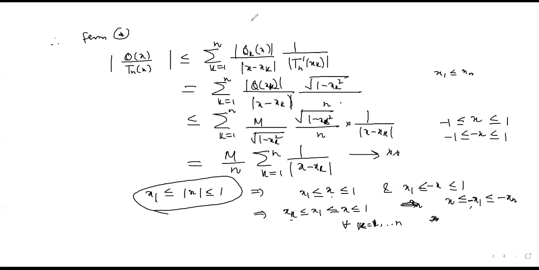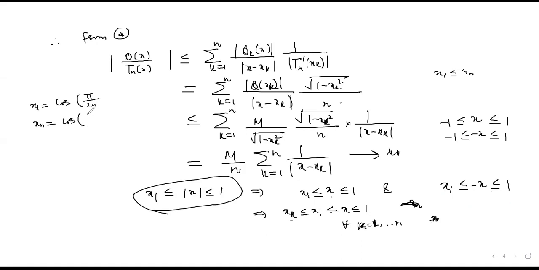Yes, one point that was important, for this I will have to go back and understand what to do here. Let me do it this way. See, I have got now x1 is less than equal to minus x. So the second case is less than equal to 1. Now what I realize is that x1 is actually cos of pi by 2n and xn is cos of pi into 2n minus 1 by 2n.